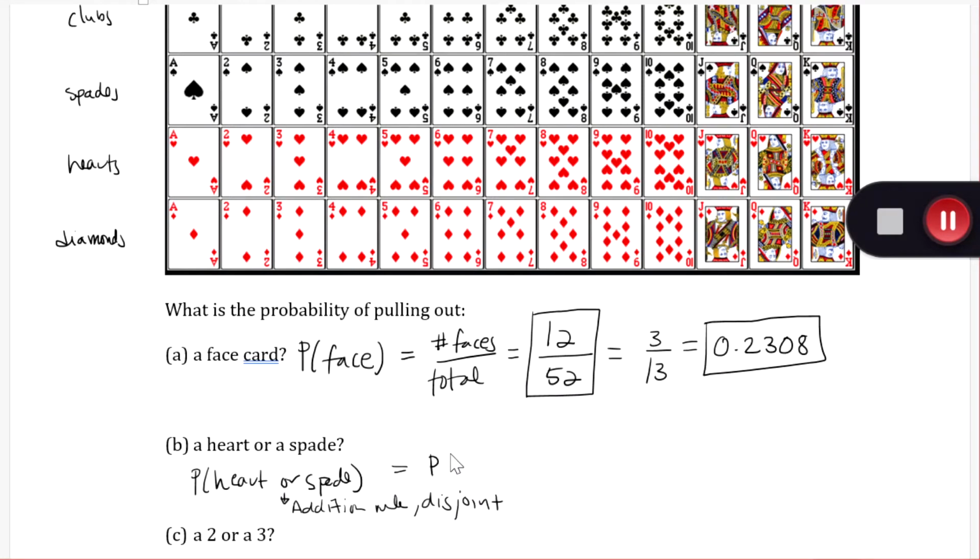Therefore, we have probability of a heart plus the probability of a spade. Heart's going to be the number of hearts that we have out of our total. Probability of being a spade is going to be the number of spades that we have, 13, out of our total cards, which is 52, which is 26 out of 52, which is 1/2, or 0.5.